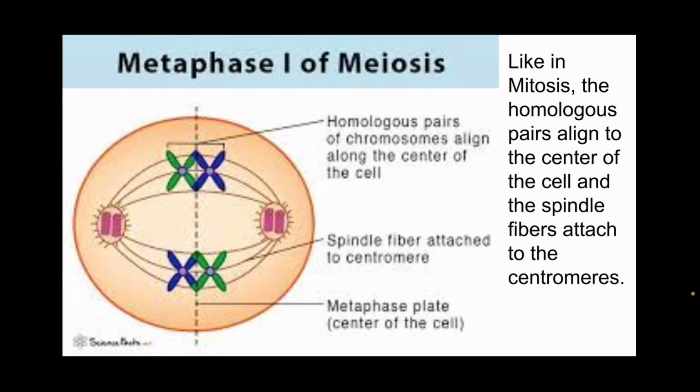Metaphase 1 of meiosis. Like in mitosis, the homologous pairs align to the center of the cell, and the spindle fibers attach to the centromeres. So that imaginary line, the metaphase plate, is being played here, and the spindle fibers are attached to the centromere, which are a part of the homologous chromosomes. So note, the chromosomes are identical right now.